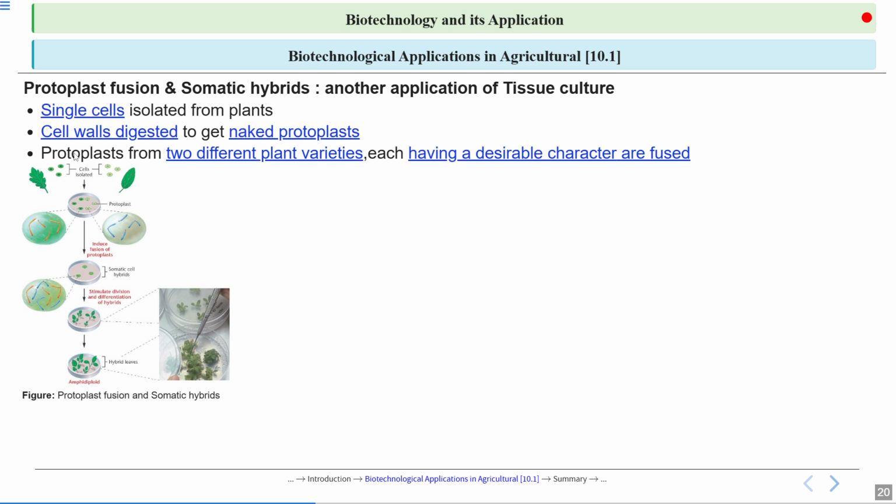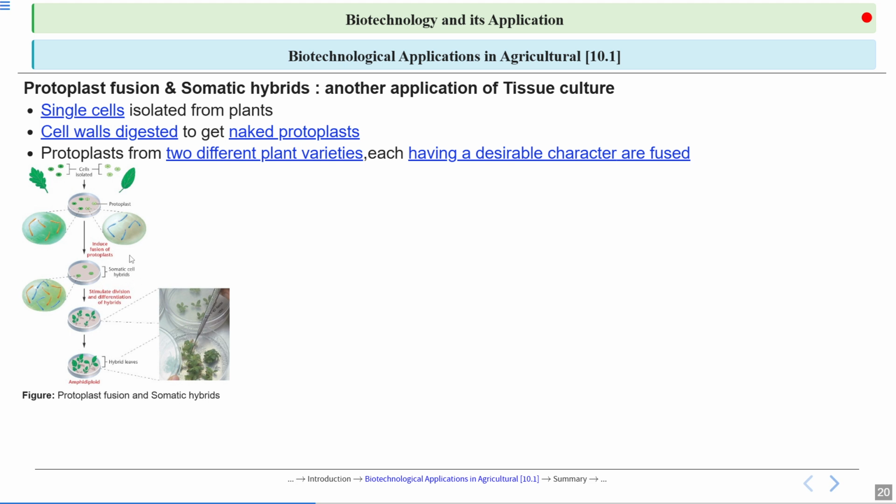So let's see from the figure what we did. Here are the two plants, we have isolated their cells, then we have removed the cell wall. Now only the protoplasm is present. Now we will induce the fusion of this protoplasm, and the fusion will make a somatic cell hybrid.